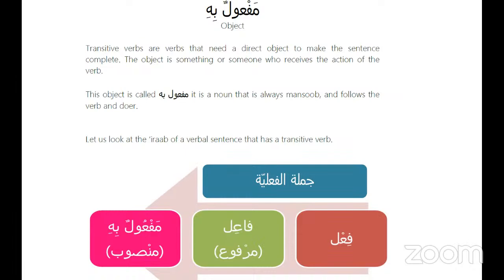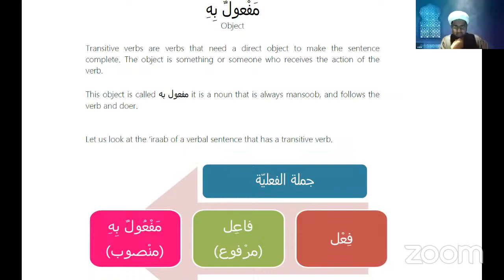Like kitabun or al-kitabu. Exactly. Al-kitabu or kitabun. So both of them, one is with a dhamma, one is with a dhamma tanween. Correct. Give me an example of mansoob.